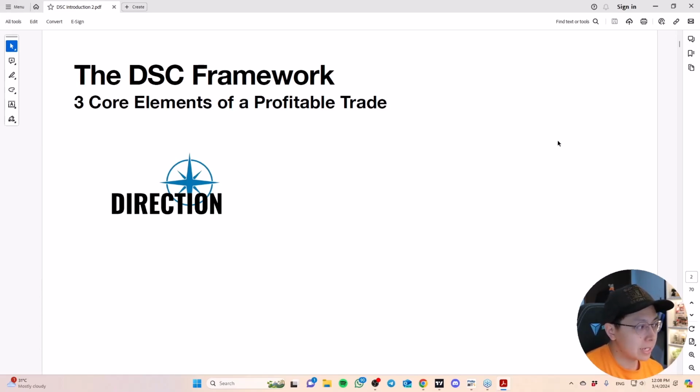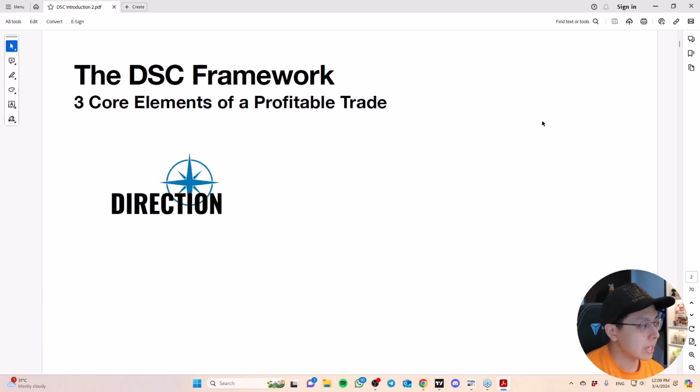We call it the DSC framework. Basically, to me, this is the most important trade element to achieve a profitable trade. Don't get me wrong, this is not a strategy itself, it's a framework. What this means is that you can be using different methodologies, different strategies, but at the end of the day, you will need to have answers to these three components. Your method of analysis and your trading strategy would need to have elements of these three things. So what exactly are the three elements? What does DSC stand for?